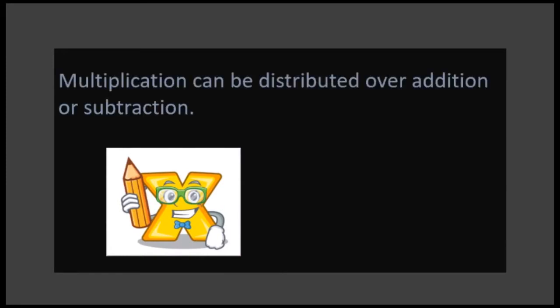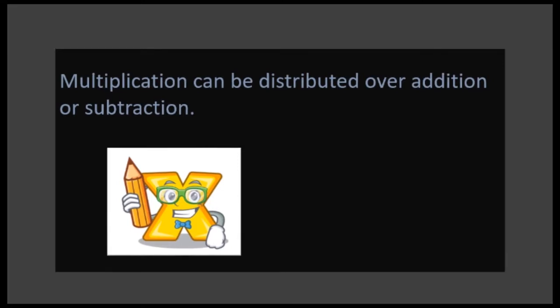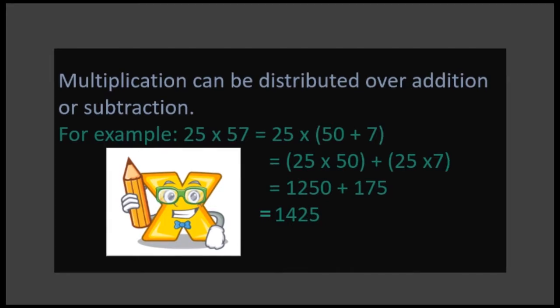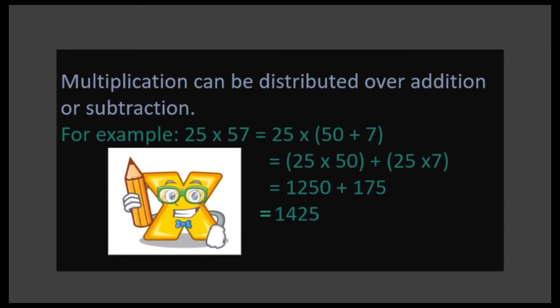And the last property is multiplication can be distributed over addition or subtraction. First, I will look into an example of addition. Given 25 times 57. The first number, which is 25, you keep as it is, and for the second number you write an addition fact. I have written 50 plus 7, which is also equal to 57.